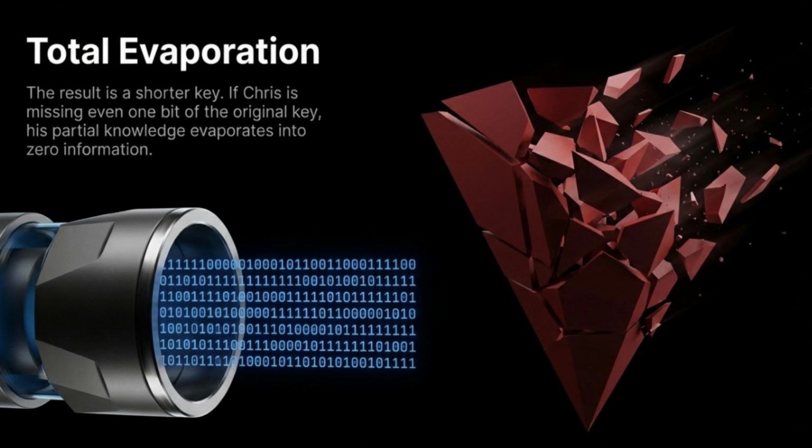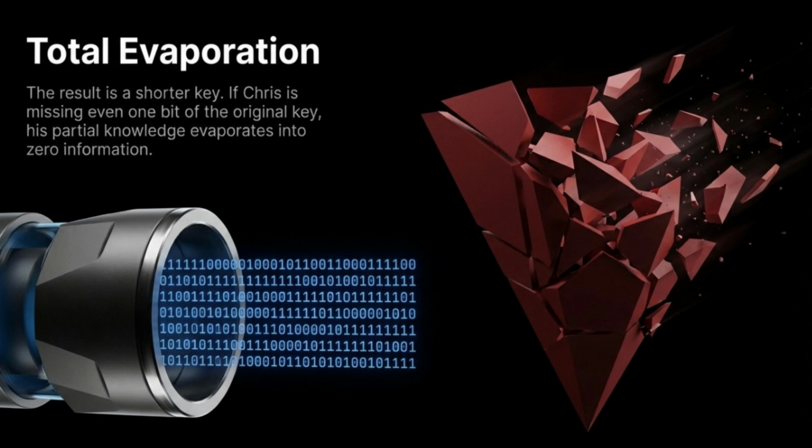As the universal hash function completes its work, we witness a phenomenon that is unique to quantum-secured communication. As you see in the graphic, the long bit stream has been compressed into a shorter, high-density key. But look at what is happening to the red fragments on the right. These represent the partial knowledge held by Chris. Because of the mathematical properties of the hash, that knowledge is not just obscured, it is physically and mathematically severed from the final result. The logic is absolute.